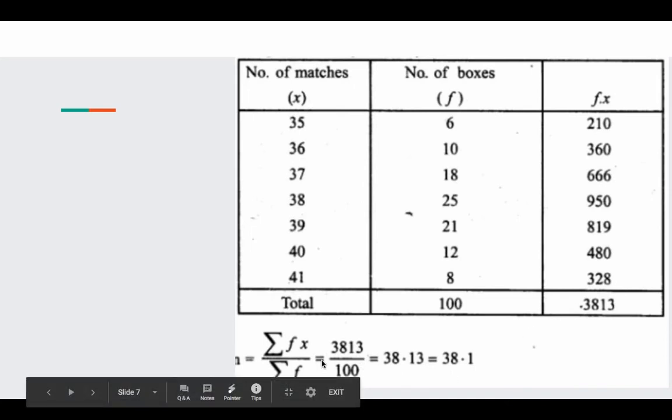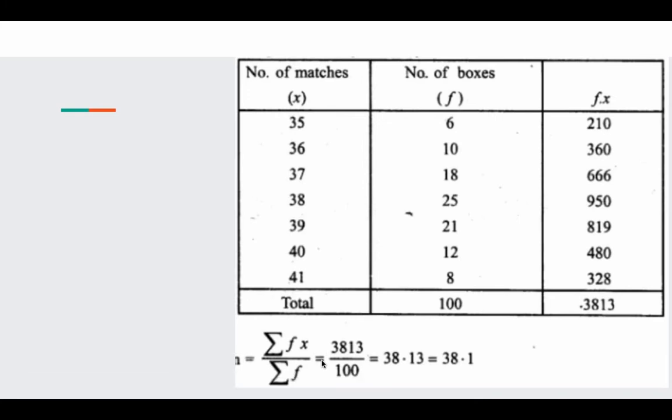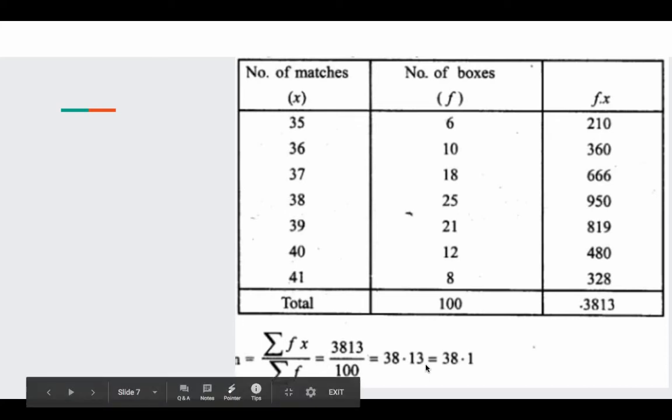This is fine. This was solution number 7. The question says calculate correct to one decimal place. So 38.13 is what you are getting. 3813 upon 100. 38.13. Correct to one decimal place means, yes, see the next decimal place value 3. If the second decimal place value is 5 or more than that, we increase the previous by 1. But here we can see it is what? It is 3. It is less than 5.